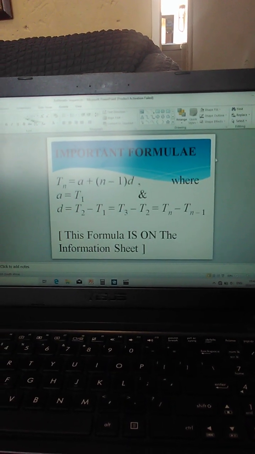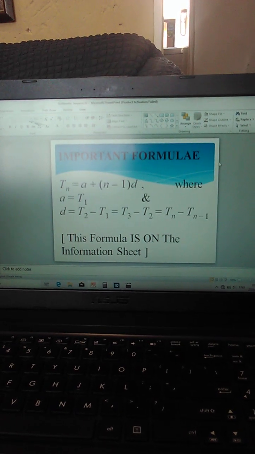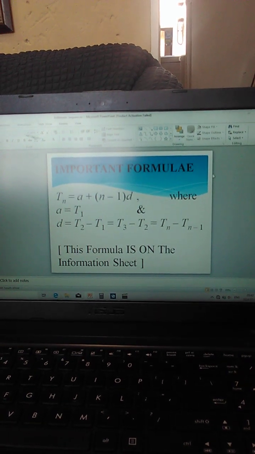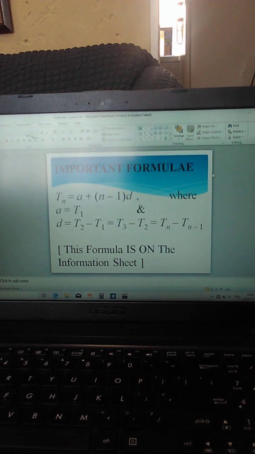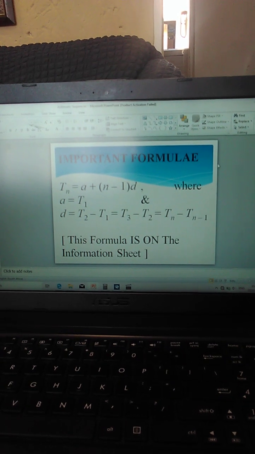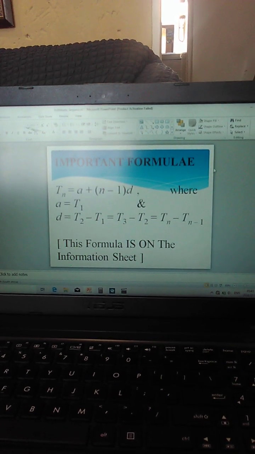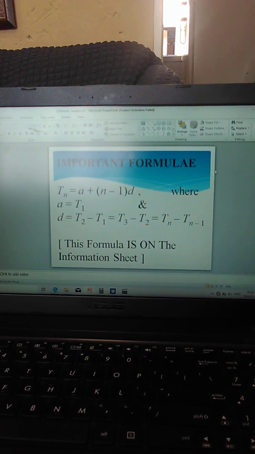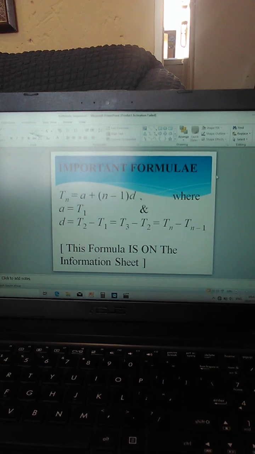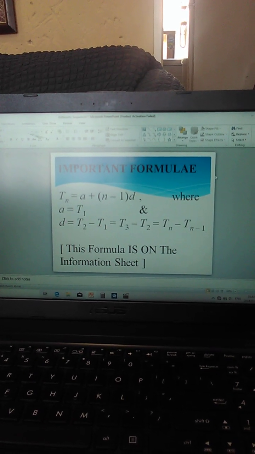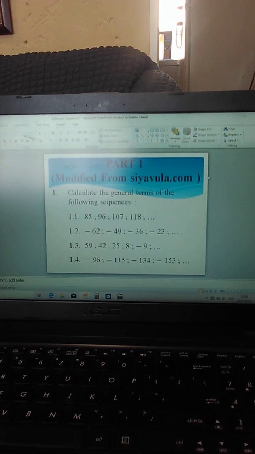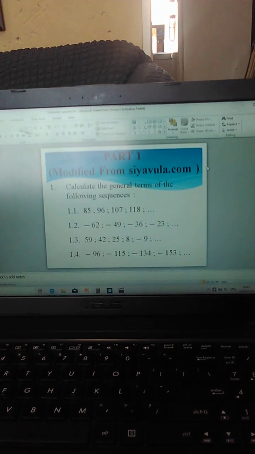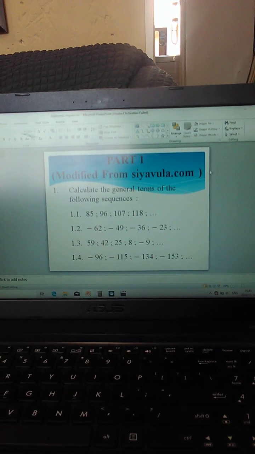So this is the formula that we are going to be using. Tn is equal to a plus open bracket n minus 1 closed bracket d, where a is the first term t1 and d is t2 minus t1 or t3 minus t2, or just the current term minus the previous term. This formula is on the information sheet, so just look at it. That's part 1 and it's modified from Siyavula. So I'm just going to give you guys some time to write that down.